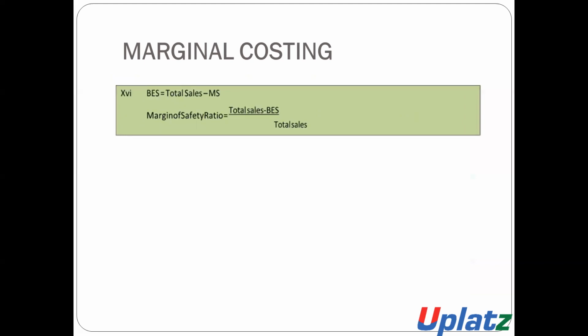Break-even sale is equal to total sales minus margin of safety sales. Margin of safety is equal to total sales minus break-even sale, divided by total sales. So these are all the formulas, and a single determination can be made by the use of different formulas. There are many formulas and many variations of them.